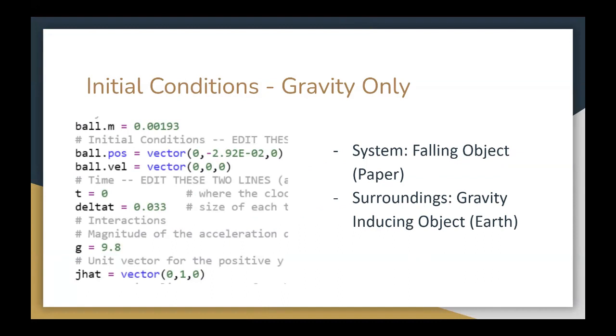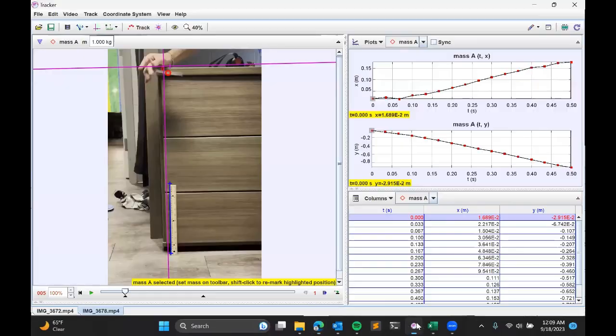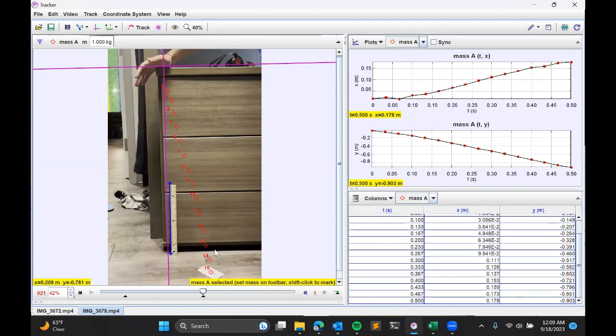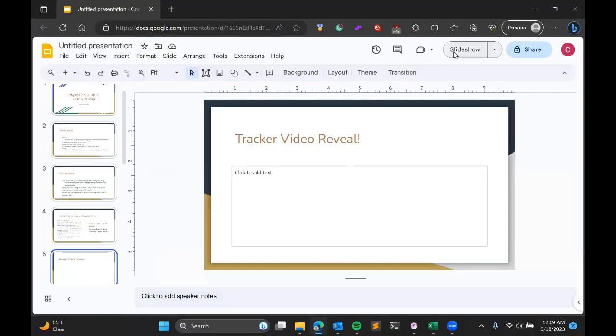All right, so some initial conditions. We've got our system, which is the falling object. In this case, it's paper, and the surroundings, which is going to be just Earth. We've got the mass of the paper, which is about 1.93 grams. We got our position, which is essentially 0, 0. All right, let's go watch the video. So in the video, you can see that we are starting from up here, and our paper is starting from rest. And we drop it, and it comes down. And we've found our point masses.